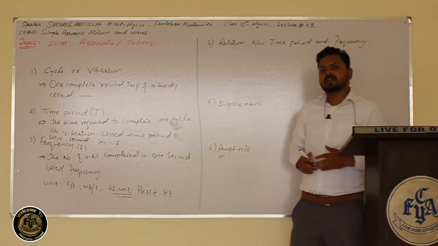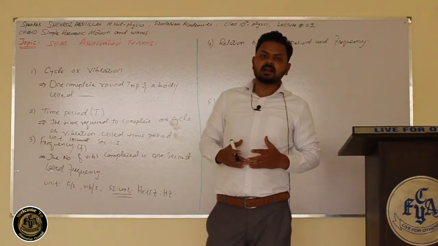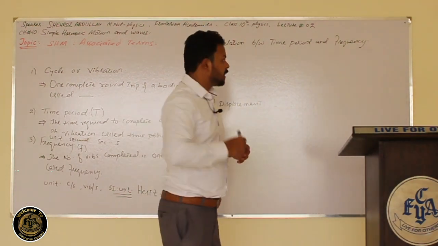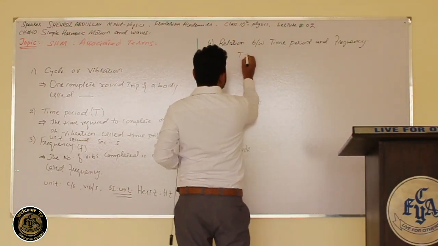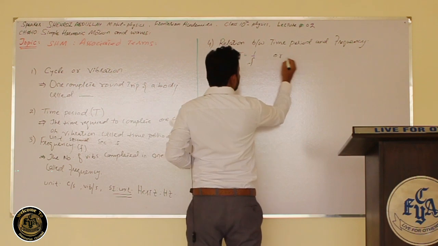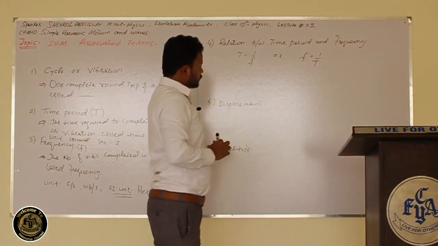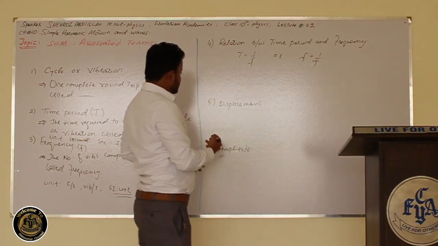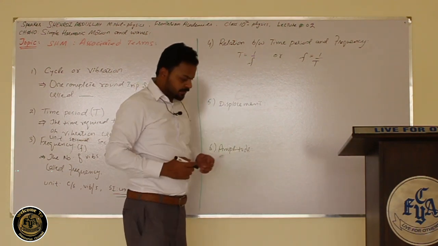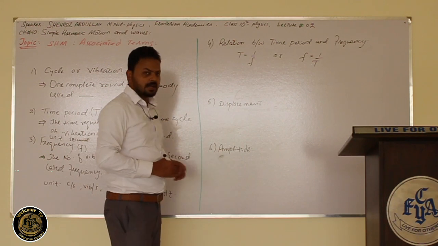Now, what is the basic relation between time period and frequency? Do remember that time period and frequency are inversely related to each other. Look, T is equal to 1 over f, or we can say that f is equal to 1 over T. Now, the next point is displacement, and the last one is amplitude.